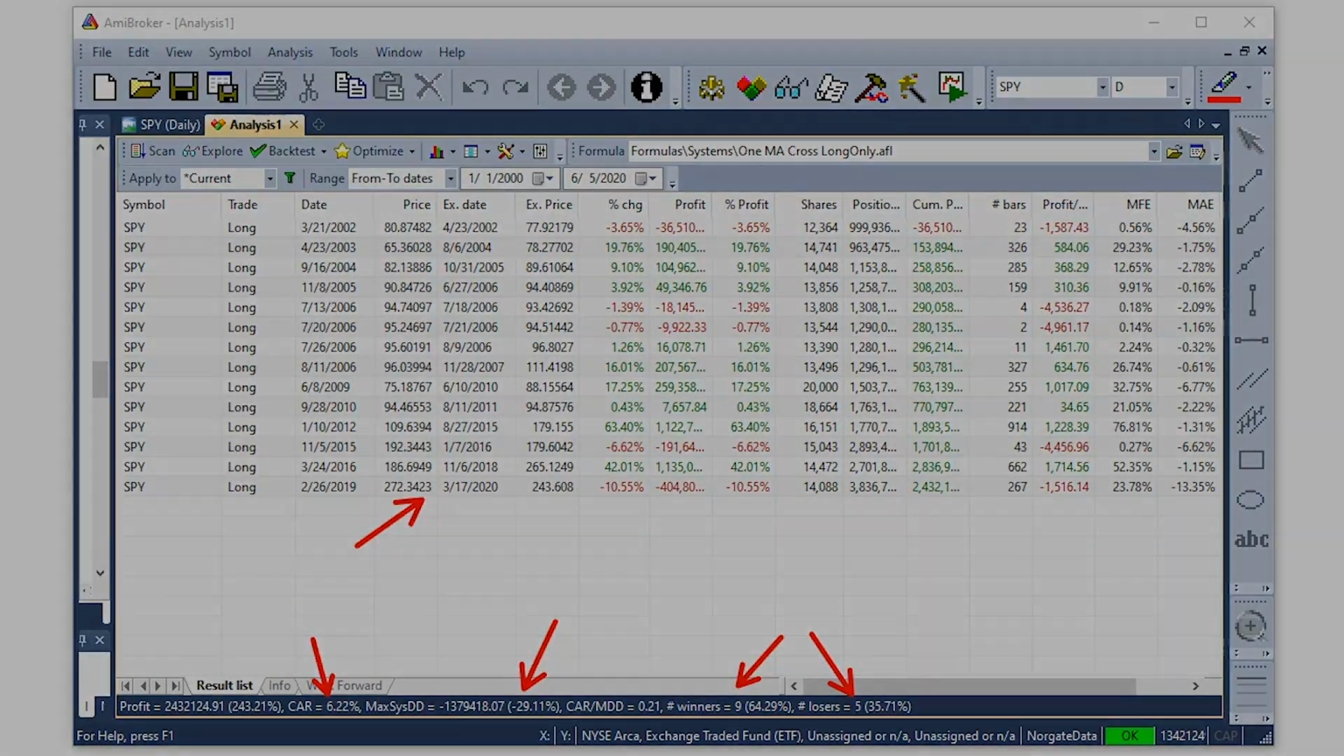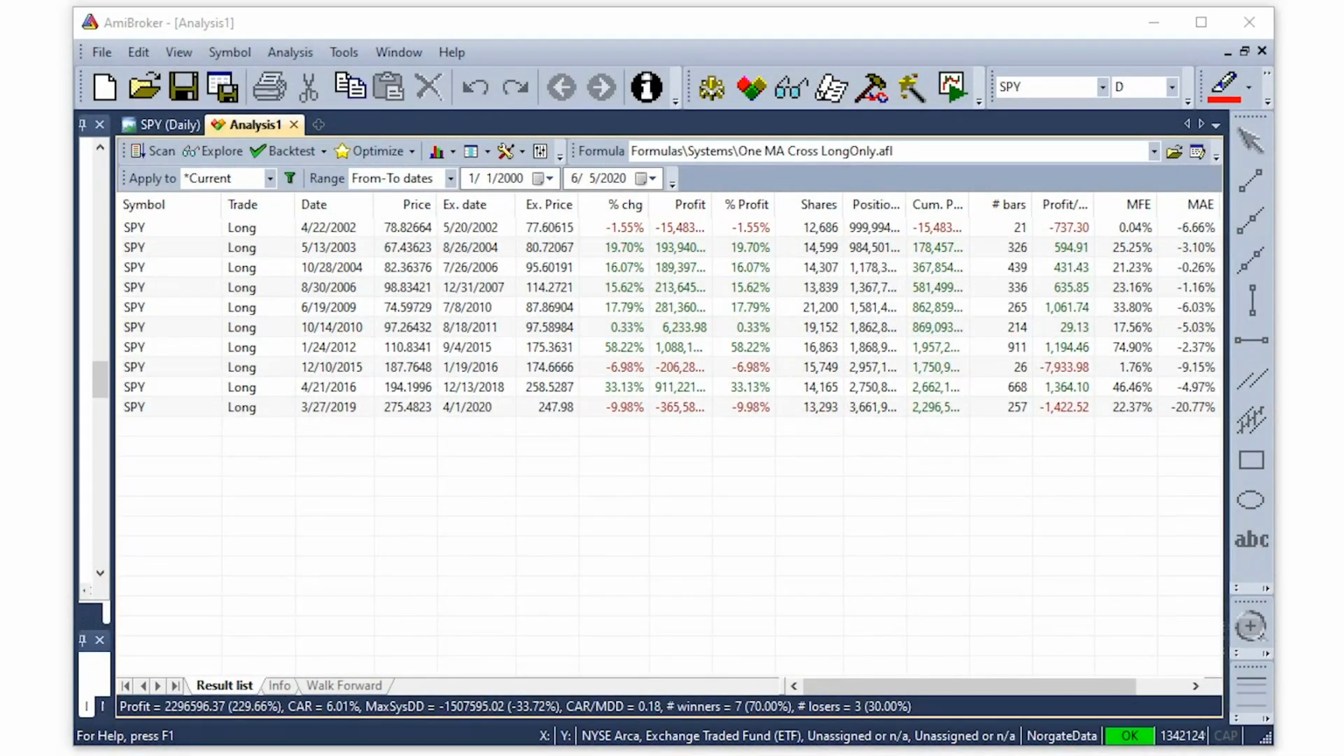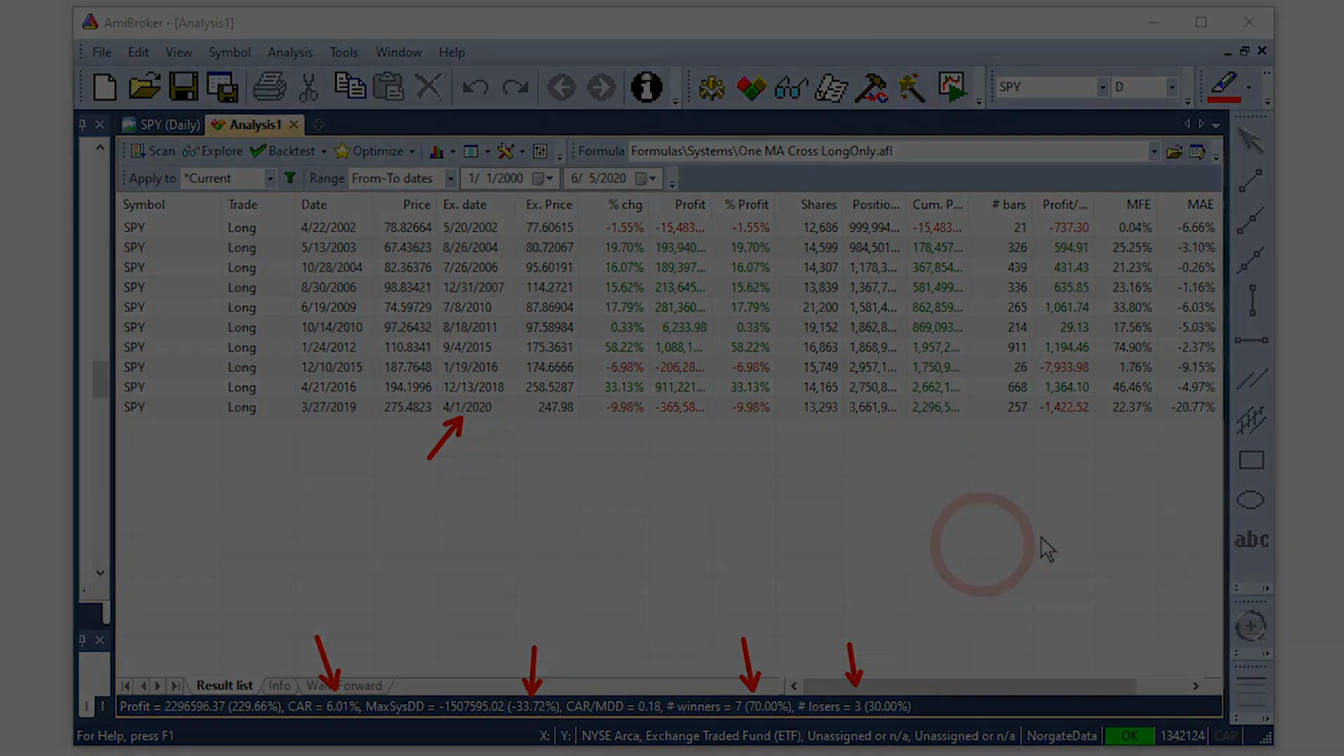the drawdowns. And then if we look at the 50-day crossing above the 200-day for signals, you can see even fewer signals. Your return stayed above 6%. Your drawdown went up, though. You had 7 winners and 3 losers. So let's put this all together on a table to see how it looks.